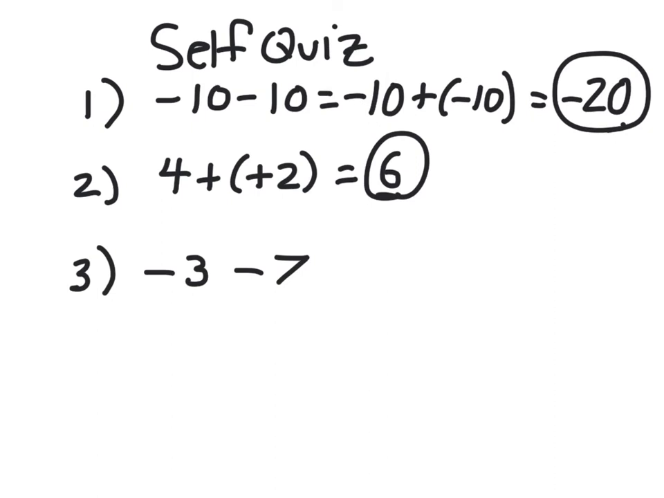Okay, and then here, negative 3 subtract 7. So I'm going to add the opposite. The opposite of 7 is a negative 7. So negative 3 plus negative 7, okay, same sign, add and keep. So 3 plus 7 is 10, keep the negative sign. Okay, so how'd you do?